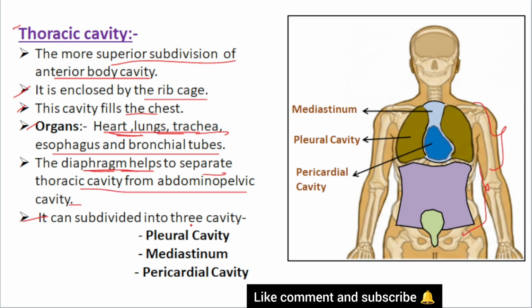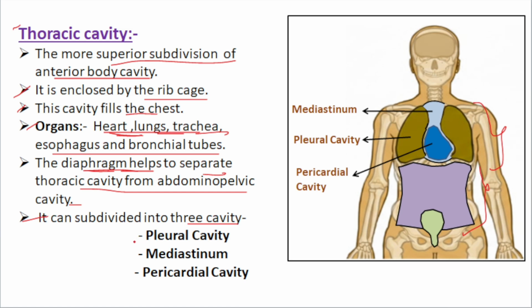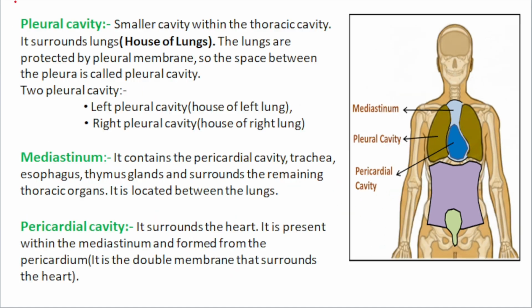It can also be subdivided into three cavities: first, the pleural cavity; second, the mediastinum; and third, the pericardial cavity. See this picture: on both sides, mainly the lung portion is included in the pleural cavity, the middle portion is called the mediastinum, and the pericardial cavity holds the heart. First I will discuss the pleural cavity, then the mediastinum and then the pericardial cavity.